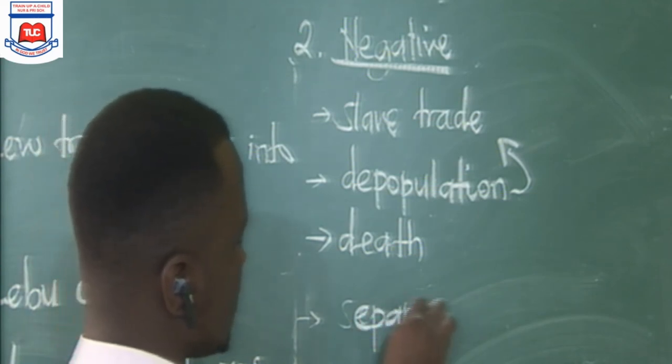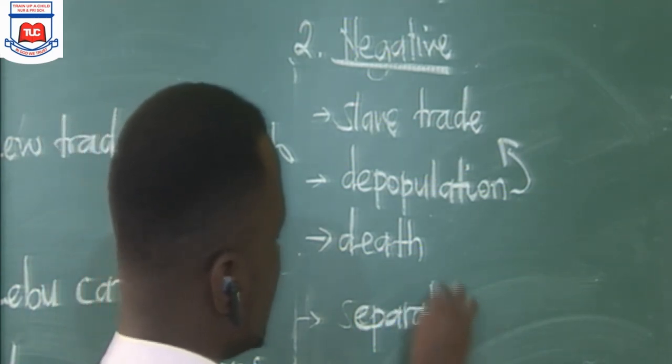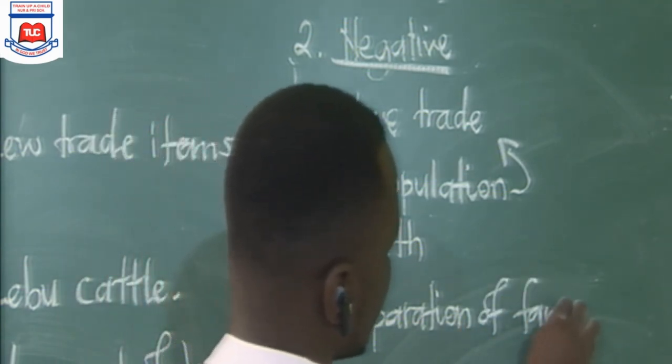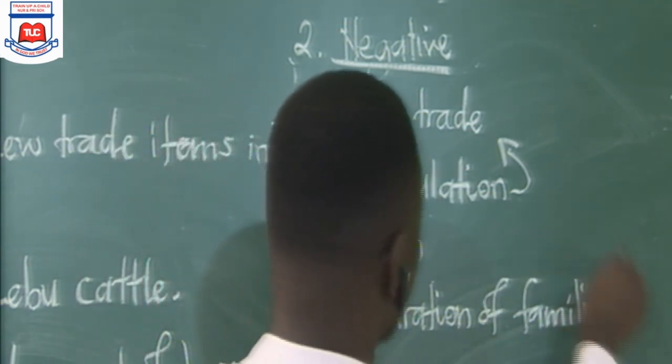Then, still in line with the slave trade, it led to what we call separation of families. Separation. The Arabs made people to get separated from their family members due to that system of slave trade.